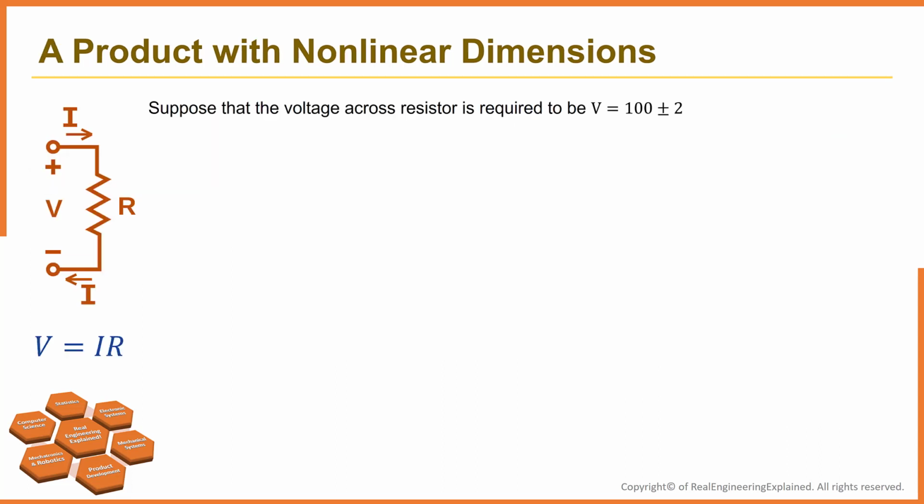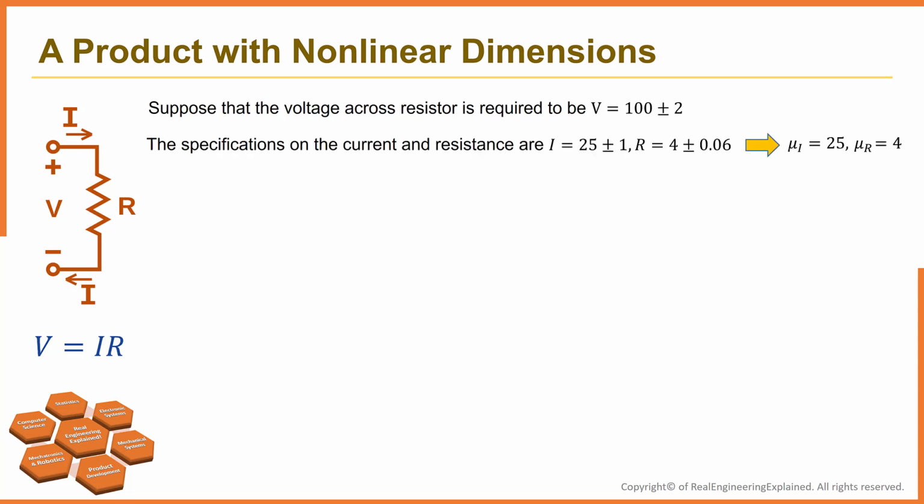Consider a simple DC circuit component like this. Suppose that the voltage across the resistor is 100 plus minus 2 volts. The specification on the current is 25 amps plus minus 1, and the resistance is 4 plus minus 0.06 ohm. We assume that variables I and R are normally and independently distributed, with means equal to their nominal values. So mu I is 25 and mu R is 4 ohms.